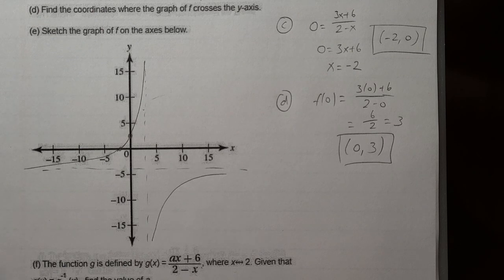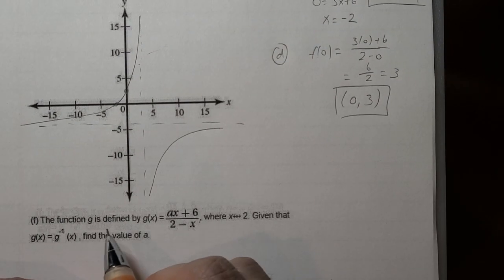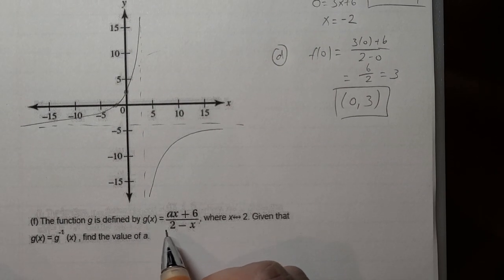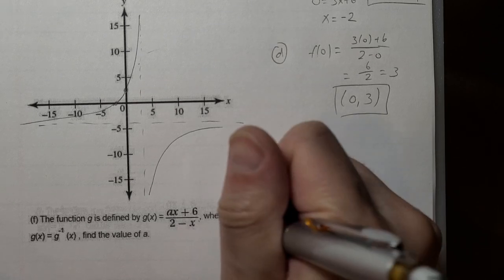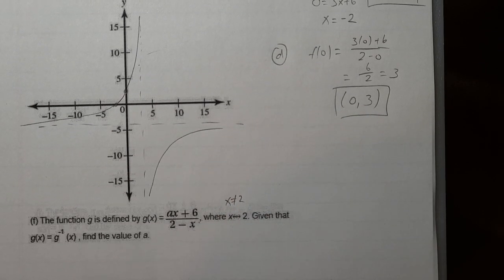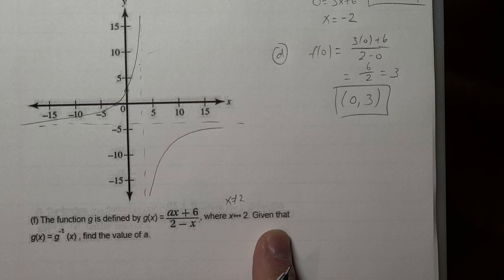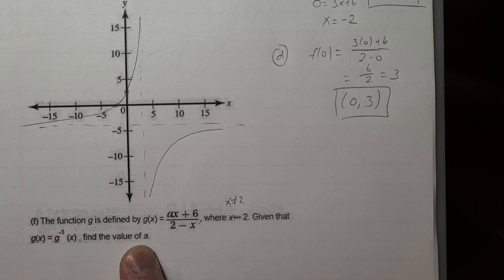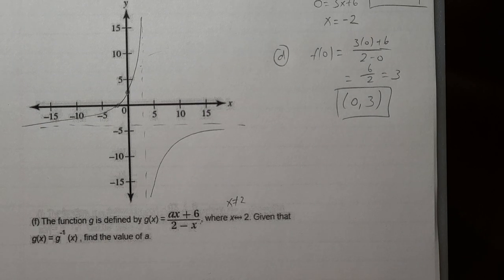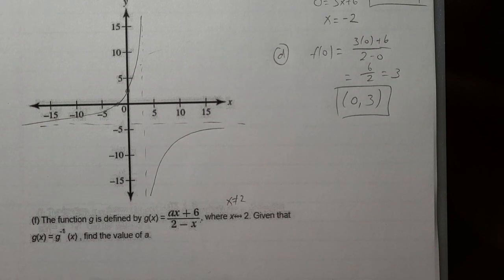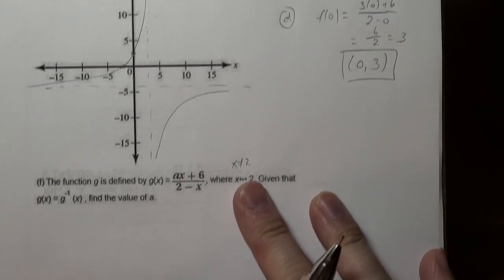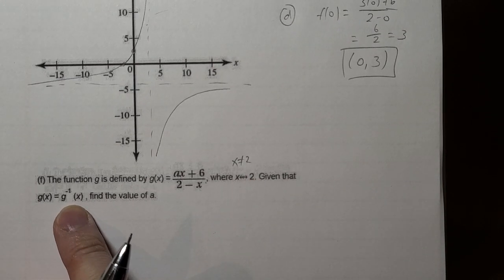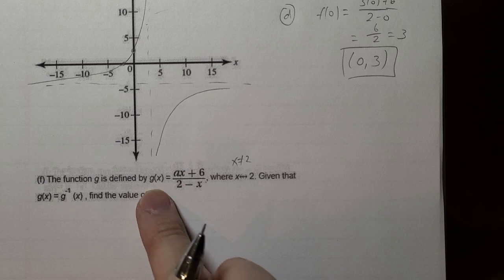Okay, next, function g is defined by g of x equals this guy, where x is not equal to 2. Given that g of x is g inverse of x, find the value of a. So g of x is equal to g inverse of x. So let's try to find a general form for g inverse.